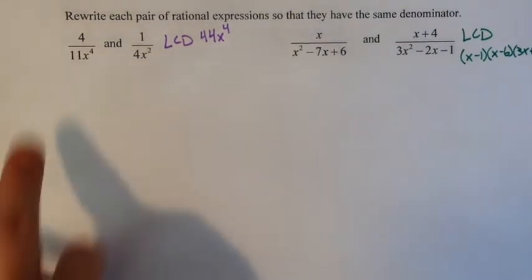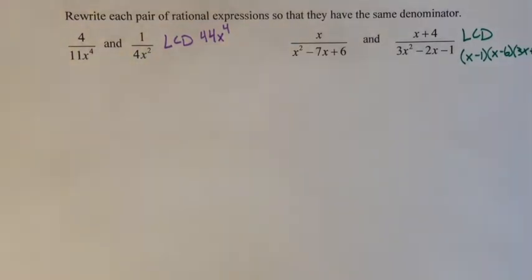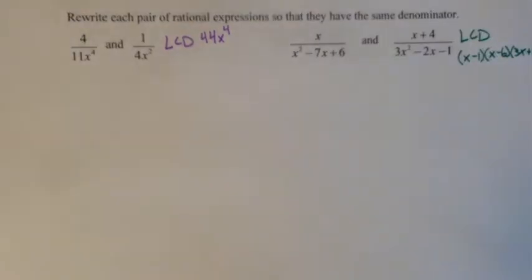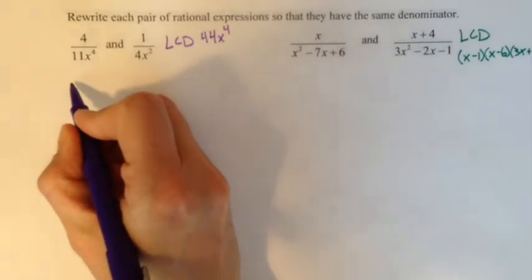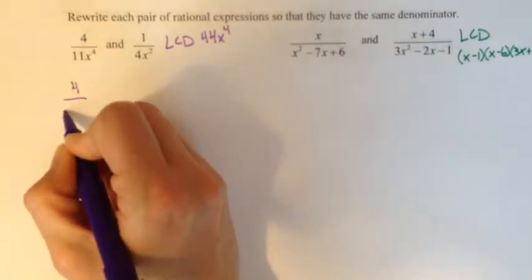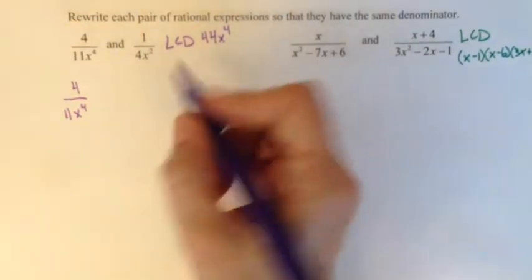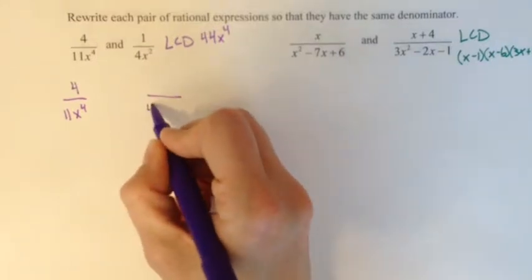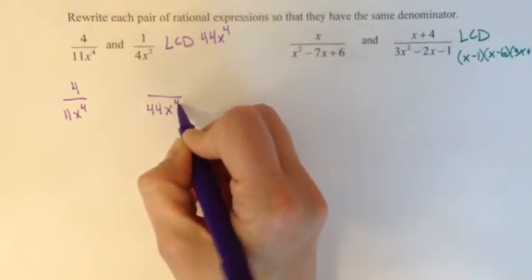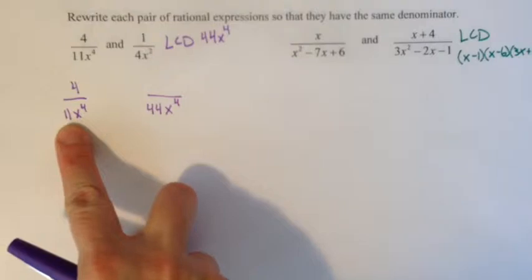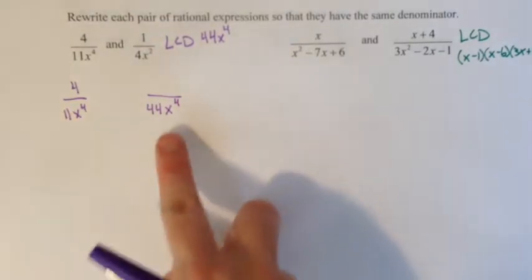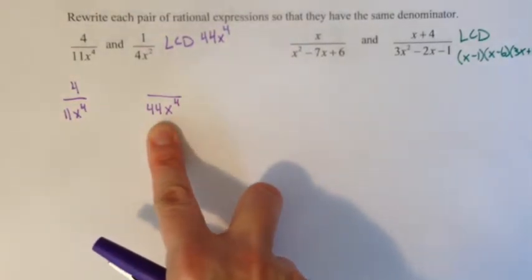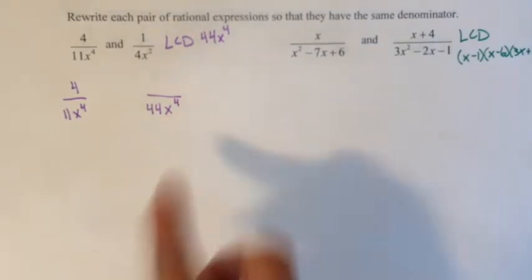Now I'm going to work on building up each fraction to have that as the denominator. We're going to do this just the same way that we did with the numbers. I start with my original fraction, 4 over 11x to the fourth, and I know that my goal denominator is 44x to the fourth. What do I need to multiply 11x to the fourth by to get a 44x to the fourth? Hopefully you're thinking it's just 4.